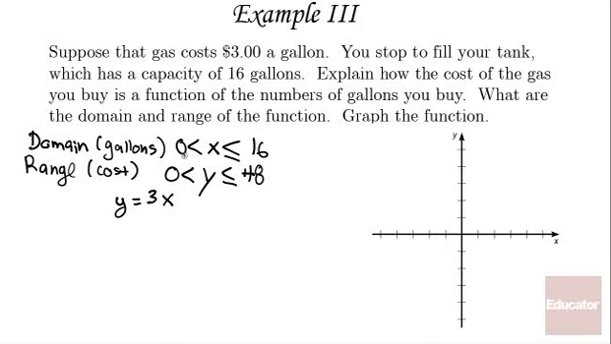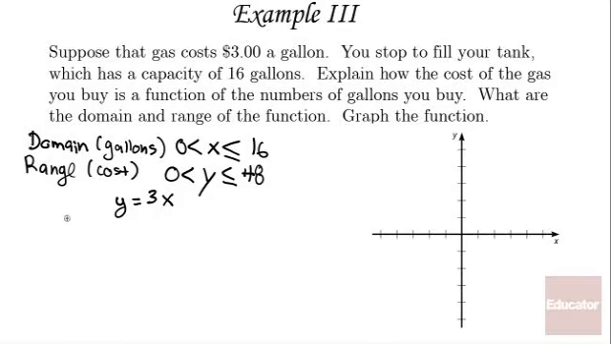If I buy a gallon of gas, it's $3. If I buy 2.5 gallons, it's going to be a certain amount. And there's only one unique y value assigned to each x value. So I don't have an x with multiple y values. Therefore, it is a function. So I've determined my domain and range, and I've explained that this is a function. Now I need to graph.